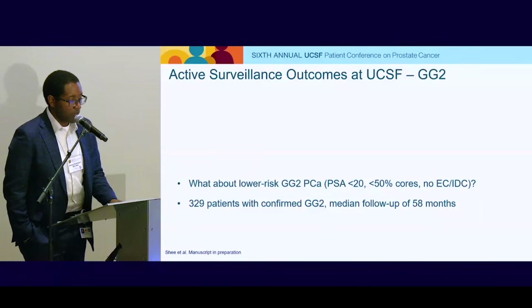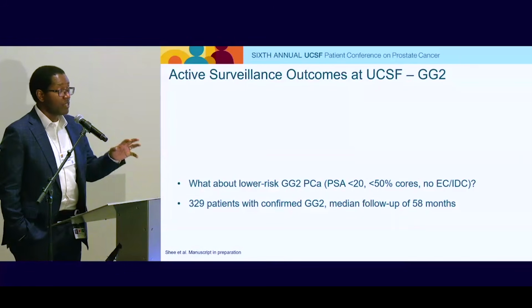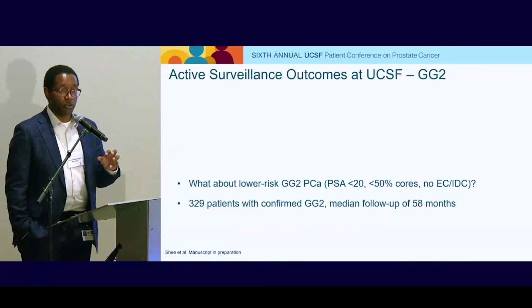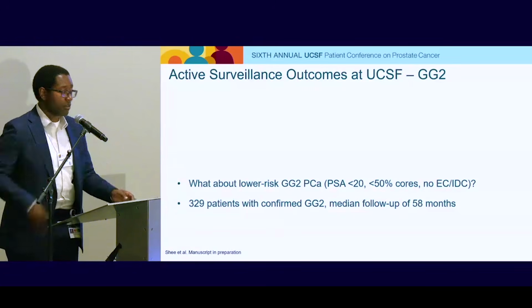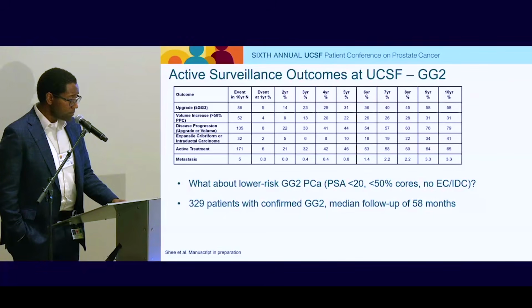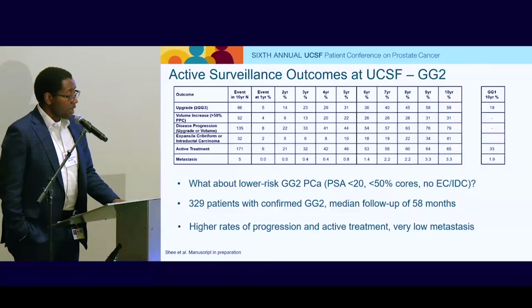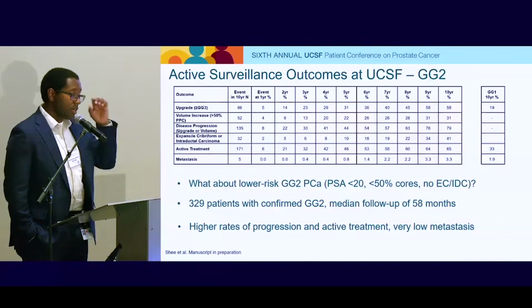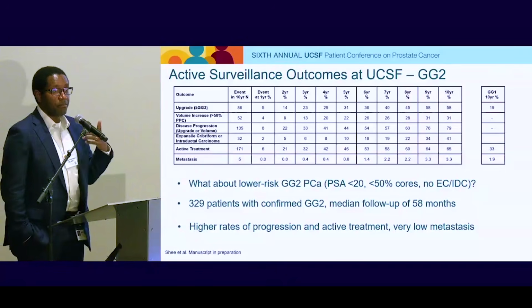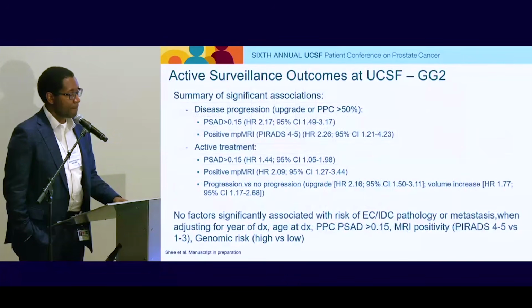And what we saw is that when patients had Gleason 3+4, grade group 2, but were without the aggressive subtypes, expansile cribriform, intraductal carcinoma, these aggressive patterns under a microscope, their outcomes were more favorable than those who had those more aggressive forms. Obviously, in this group, compared to those who had Gleason 3+3, we saw higher rates of progression and higher rates of treatment, but maintained low rates of metastasis over time.